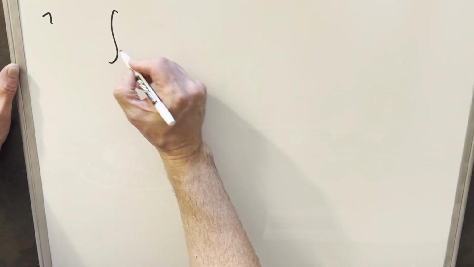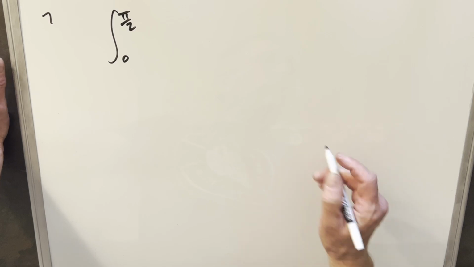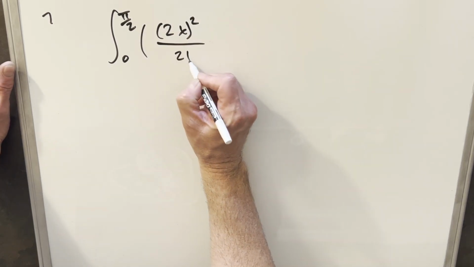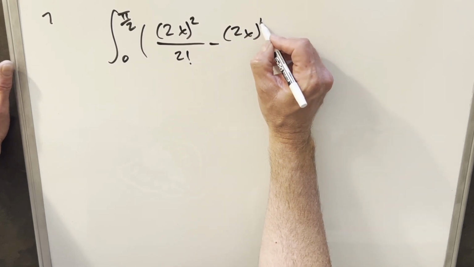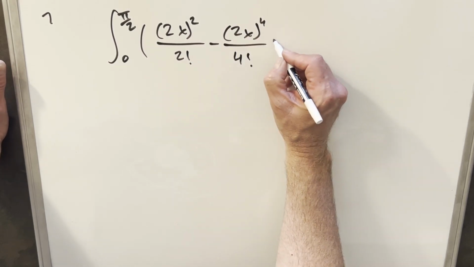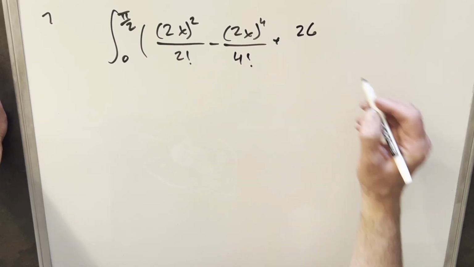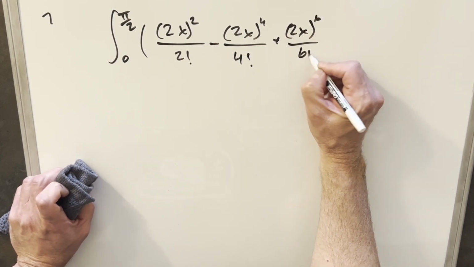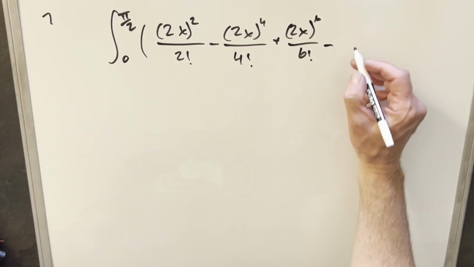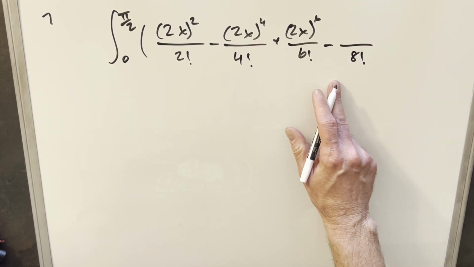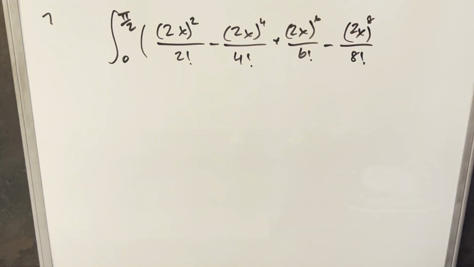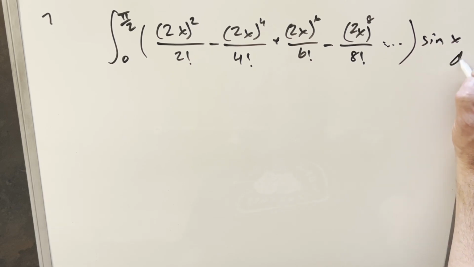Okay, number 7, we're integrating from 0 to pi over 2 of this whole mess. This is going to be 2x squared over 2 factorial. Now I'm hoping I can remember this formula because I'm not sure I can remember it exactly the way it is. So let me just write all this stuff down. It's kind of a long series here, so you can see where it's going. We have all even factorials in the denominator, and this goes on forever. Yes, this is infinite. But then at the end, they have a sine x, and of course a dx right there.